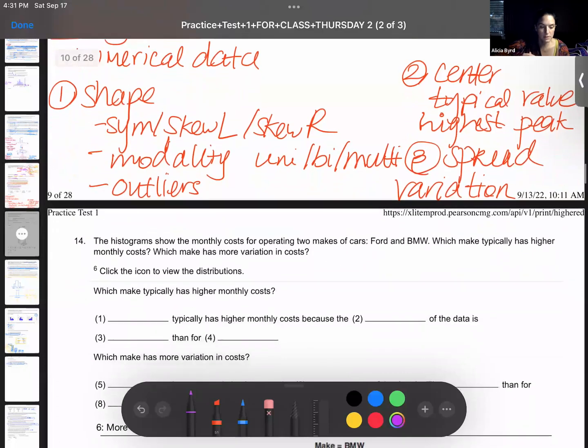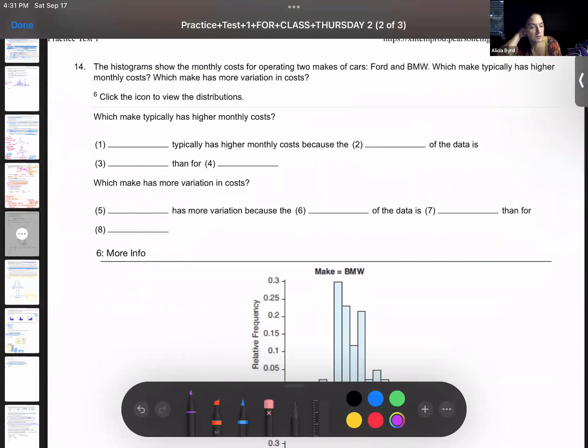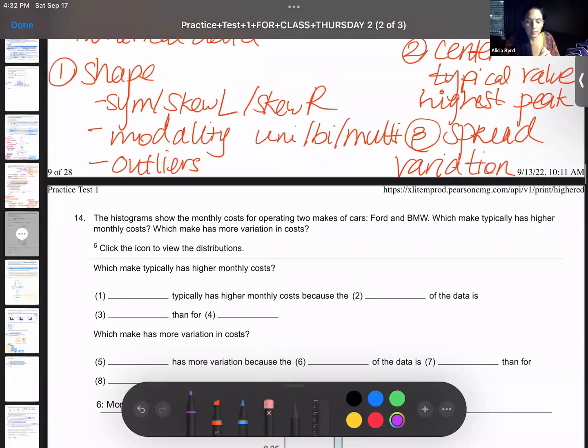So we have two histograms. The histograms below show the monthly cost for operating two makes of cars, Ford and BMW. Which make typically has higher monthly costs? Which make has more variation in cost? So we want to look at higher. So the typical higher monthly cost, again, typical is going back to that center.